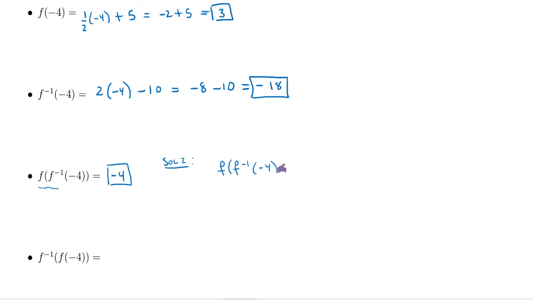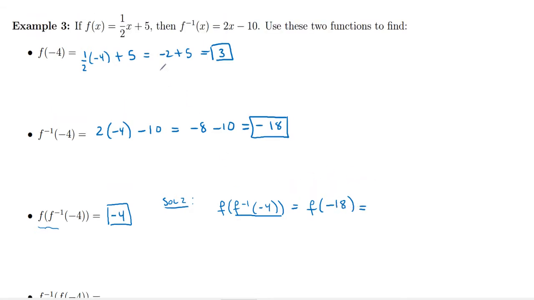So what would this be? Well, we already figured out what f inverse of negative 4 is. It's right here. Negative 18, right? This is right here, negative 18. And what is f of negative 18? Well, you come up here and you plug in negative 18 like I already suggested we should do. Negative 18 over 2 is negative 9, plus 5, so that'll be negative 4.